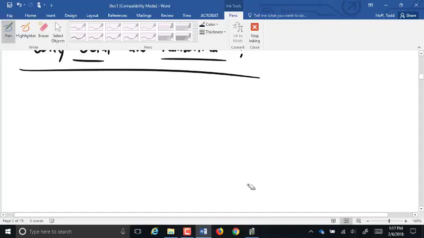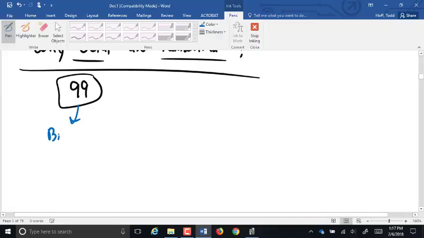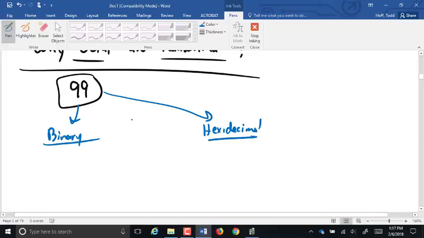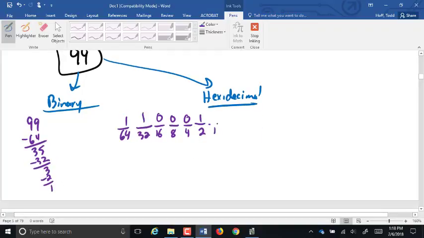Let's express the number 99, that's base 10, of course, in both binary, and then we're going to express it again in hexadecimal. In binary, the largest digit that goes into 99 is a 64. That goes in there once. We subtract 64, leaves us with 35. A 32 goes in there once. We subtract 32, leaves us with 3. 16 doesn't go in there. 8 doesn't go in there. 4 doesn't go in there. 2 goes in there once. Leaves us with 1, so there's a 1. So in binary, 99 is 1100011.